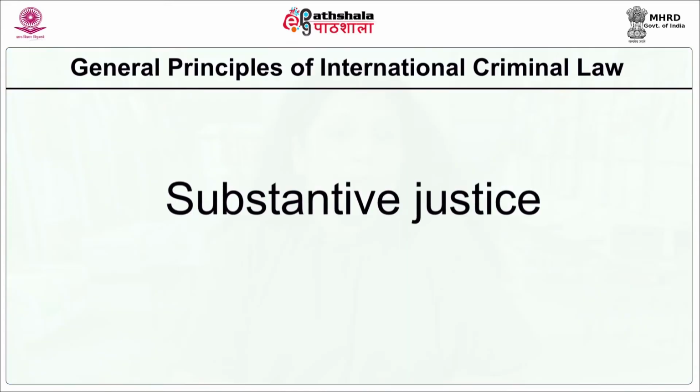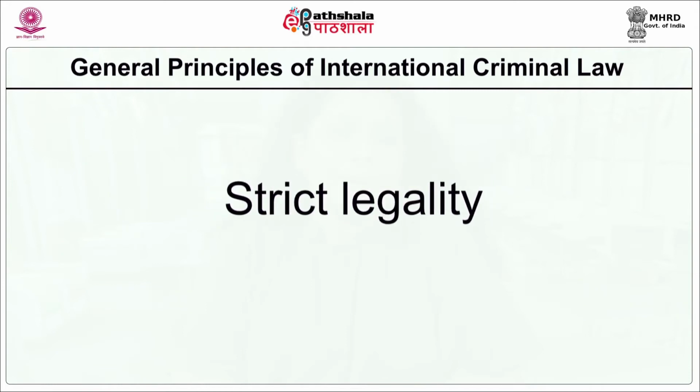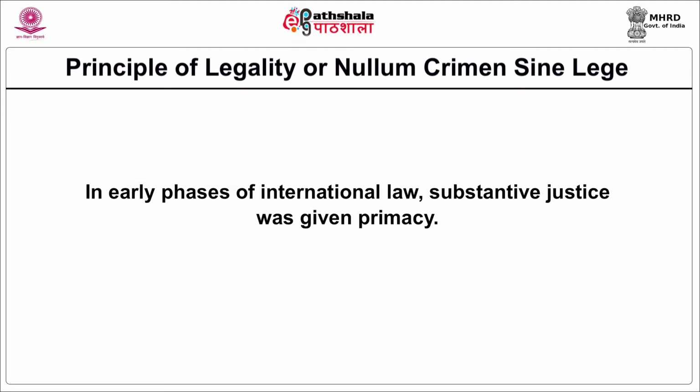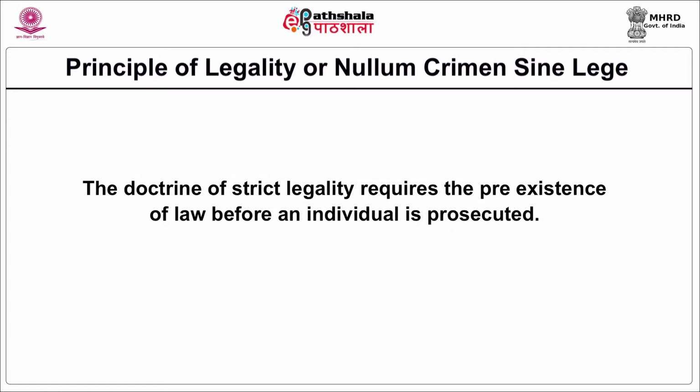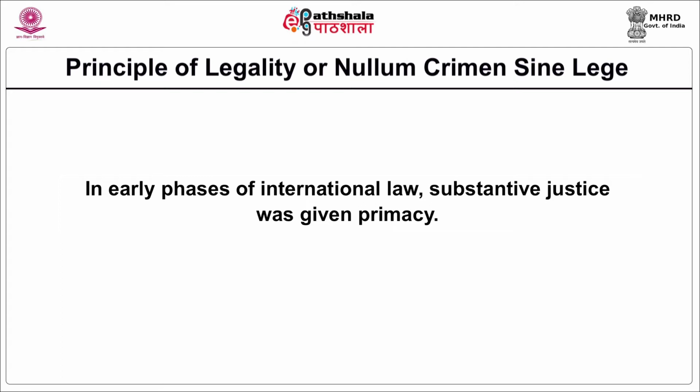National legal systems have adopted two forms of criminal justice, the first being substantive justice and the second strict legality. In substantive justice, it does not require the existence of a law to penalize a wrongdoing. However, the doctrine of strict legality requires the pre-existence of a law before an individual is prosecuted. In the early phases of international law, substantive justice was given primacy.